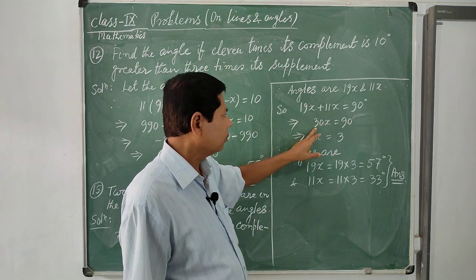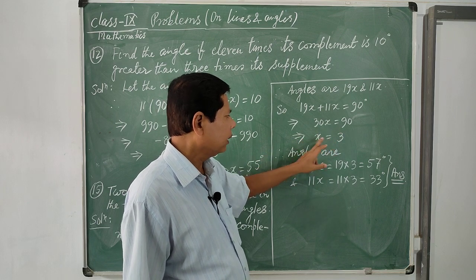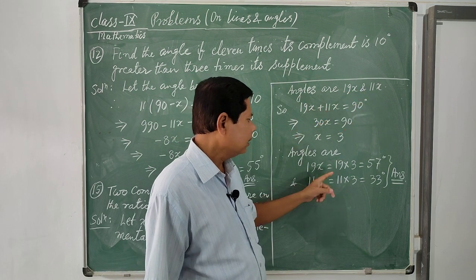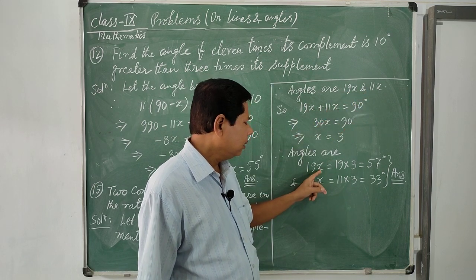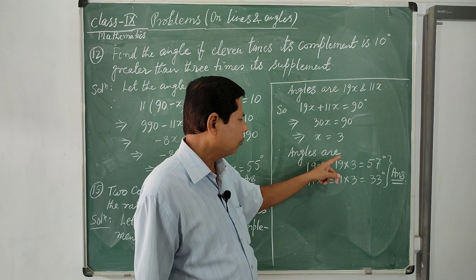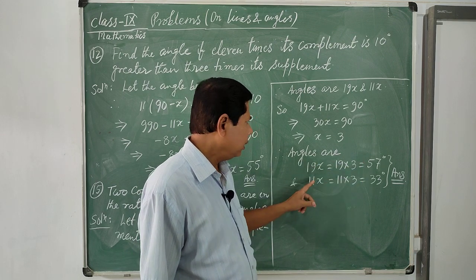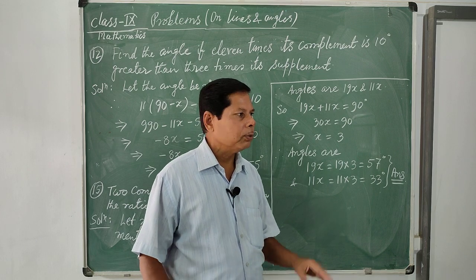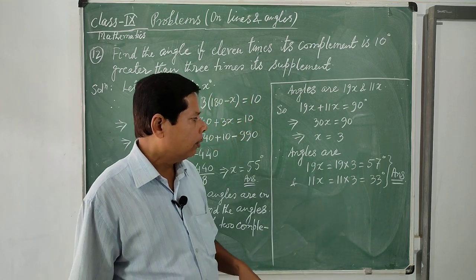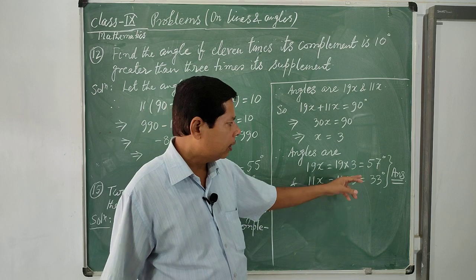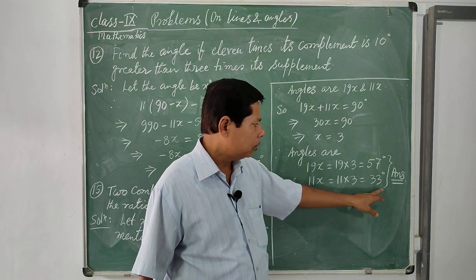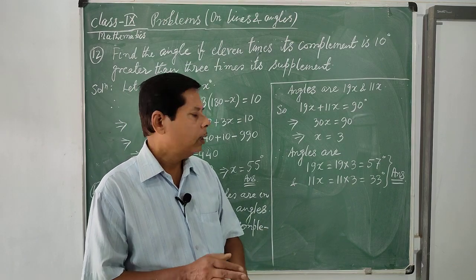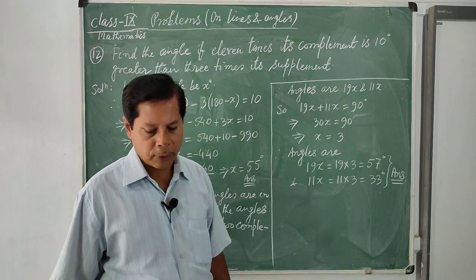19 plus 11 equal to 30x equal to 90. We get the value of x as 3. And the angles are 19x and 11x. Multiply 19 into 3, because x equal to 3, equal to 57 degree. 11x is the second angle. 11 into 3 is 33 degree. So these two are the complement of each other. If you find their sum, 7 plus 3, 10, 0, 5 plus 3, 8 plus 1 carrying, that is equal to 90. So these two angles are required.